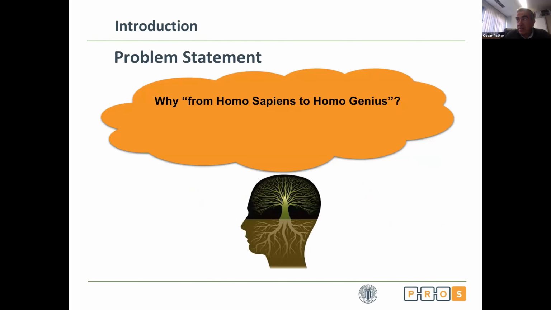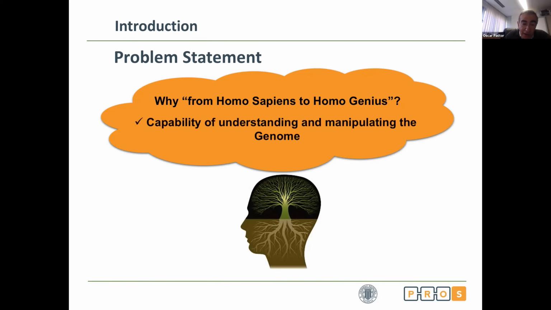Well, the answer to this question of why from Homo sapiens to homogeneous is just exactly the one that I was introducing before: this capability of understanding and manipulating the genome. If you reflect about what this sentence is saying, understanding and manipulating the genome, what it really means is to understand and manipulate life. And understanding and manipulating life is something that has not been in our set of skills historically.